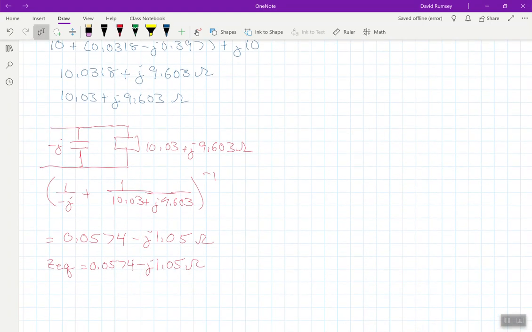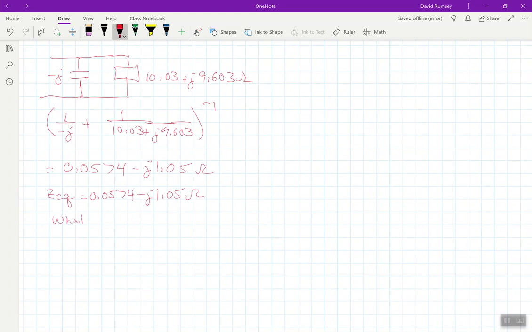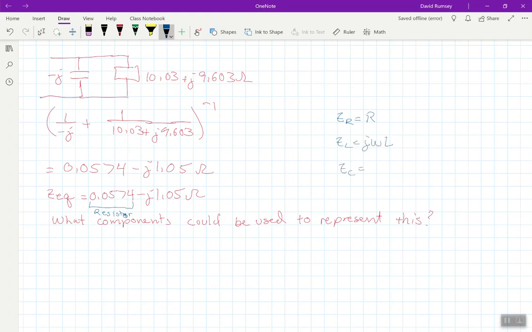Now, one thing that I often ask on quizzes that's not necessarily asked in the homework is what components could be used to represent this. Well, the first thing is that the real part of an impedance is always a resistance, or a resistor, because the resistor is the one that has the real value. Remember, Z sub R is R, a real value. But then Z sub L is j omega L, and Z sub C is minus j over omega C. And that can tell you right away which this one would be. This one would be a capacitor.